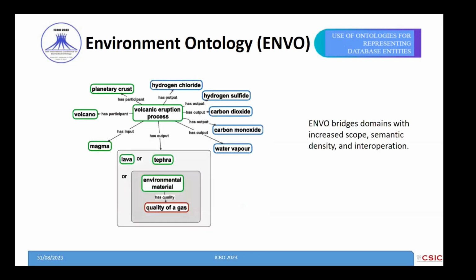The ENVO ontology is linked with ontologies for coastal features, services, and roles for emergency response, like SWIFT, as a contextual ontology that standardizes environmental classes to systematically track sample origin. Environment ontology bridges domains with increased scope, semantic density, and interoperation.